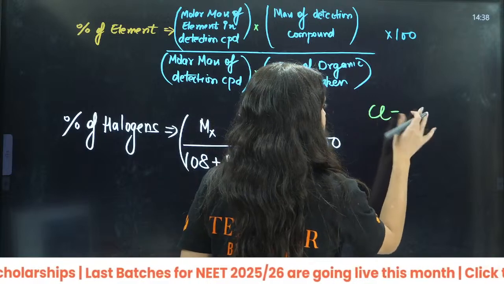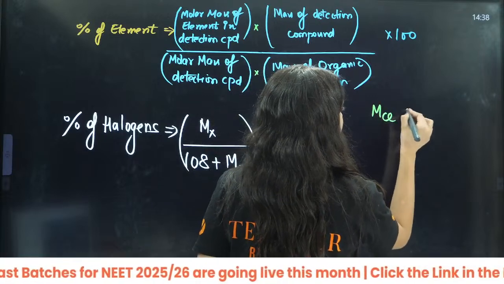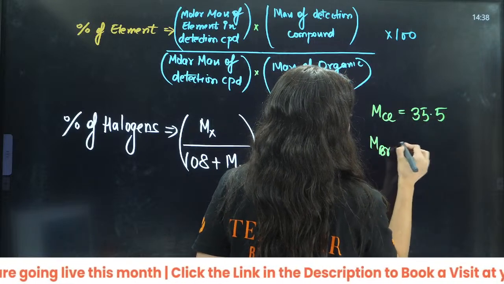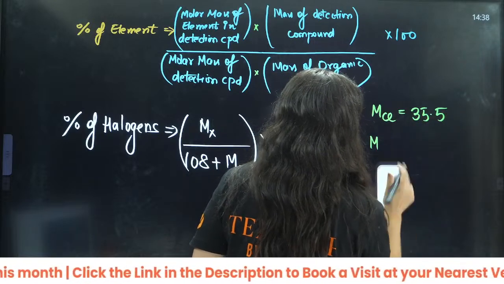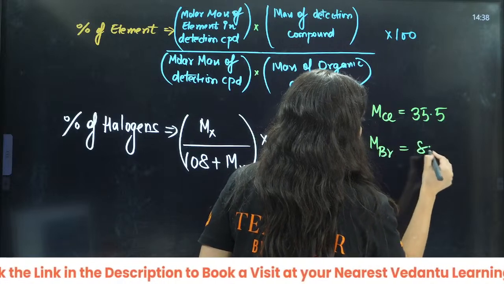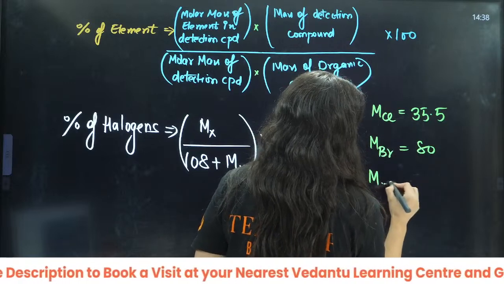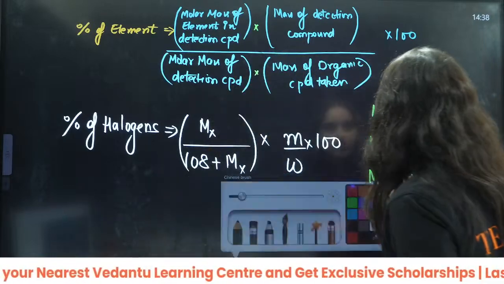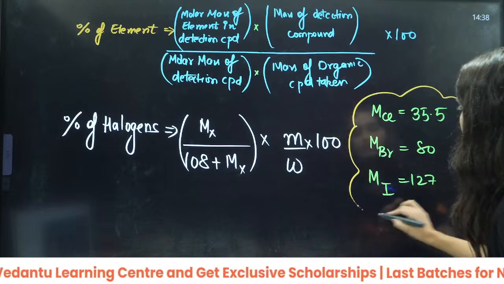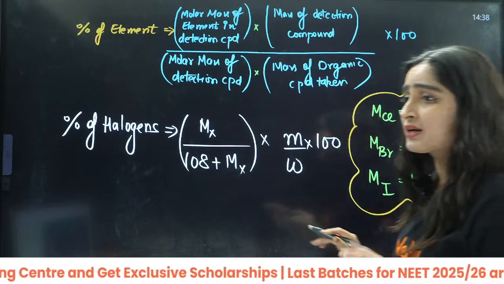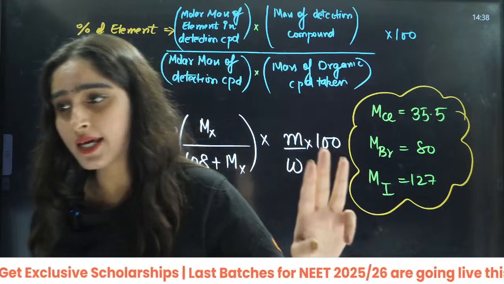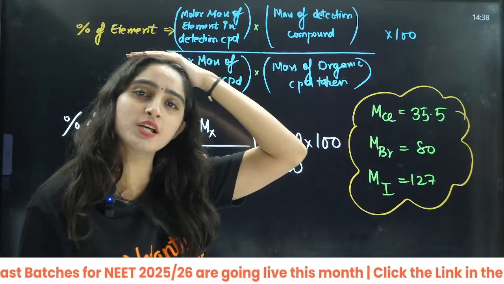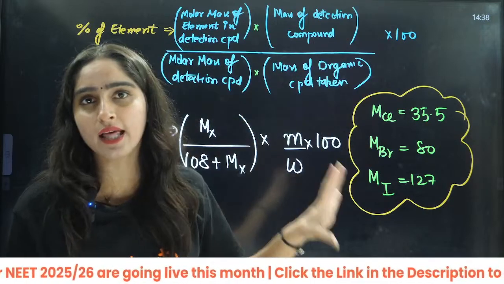The molar mass of Cl is 35.5. Molar mass of Br is 80. And molar mass of iodine is 127. That's it. You don't have to remember three formulas here. I am reducing your burden here. You will forget everything. You will mix everything there in the exam.